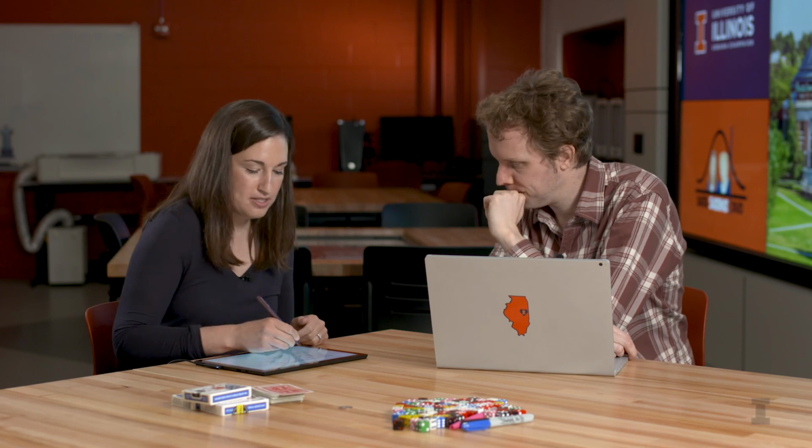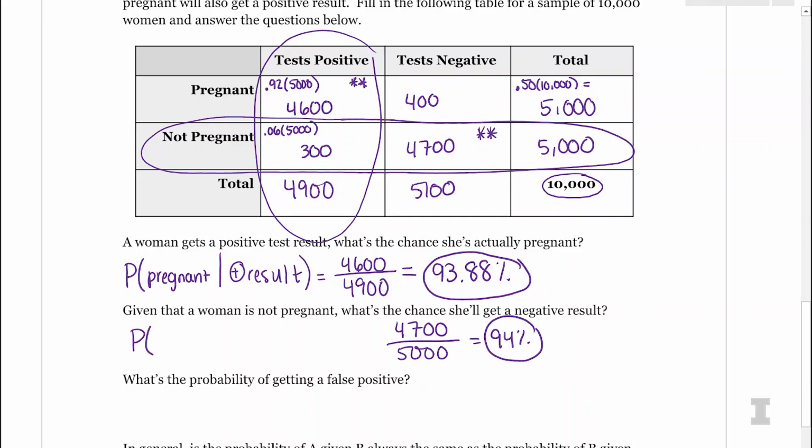And if I wanted to write this in probability notation, I could say, what's the probability that a woman gets a negative result given that she is not pregnant?